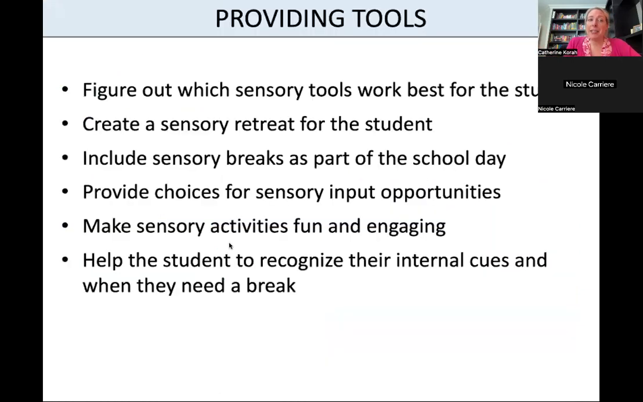Providing tools that they may need to help them to focus or to manage sensory overload, and figuring out which tool works best for that particular student, creating that sensory retreat for that student, including sensory breaks as part of the school day, whether in class or out of class, so that we provide choice for the sensory input opportunities. If the student on the opposite is hyposensitive and needs extra input, that we set those up. Making sensory activities fun and engaging, helping students to recognize their internal cues when they need a break. And if they can't recognize, can we be that for them?